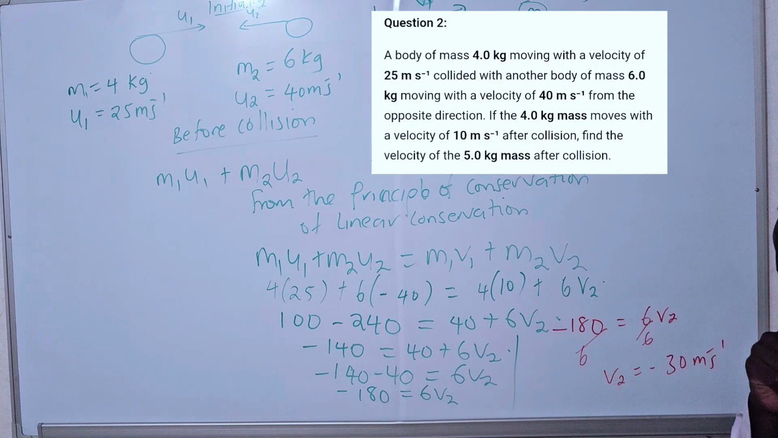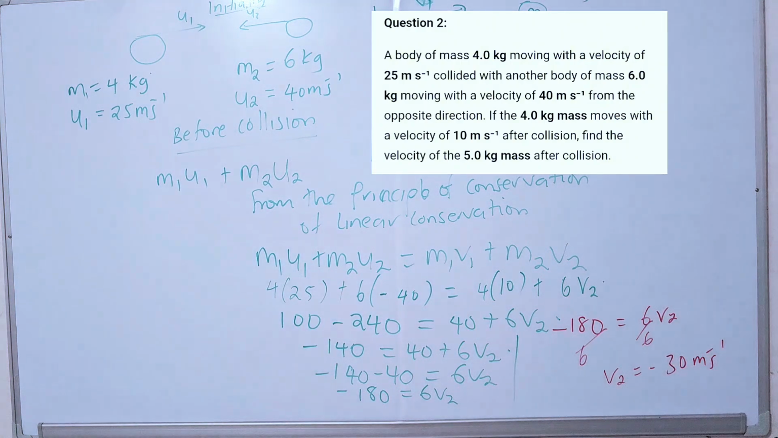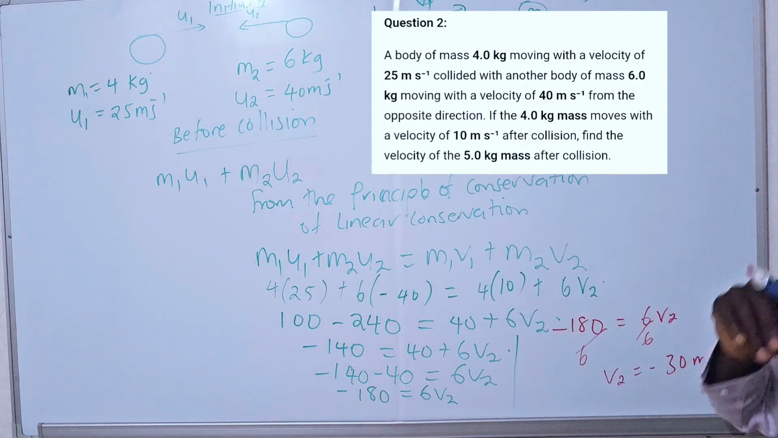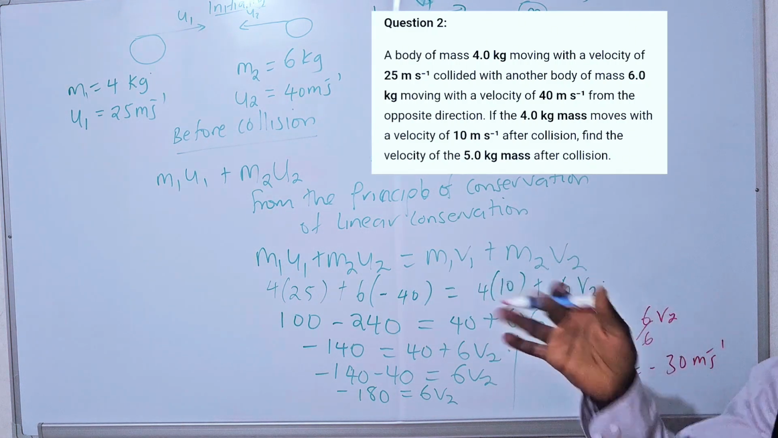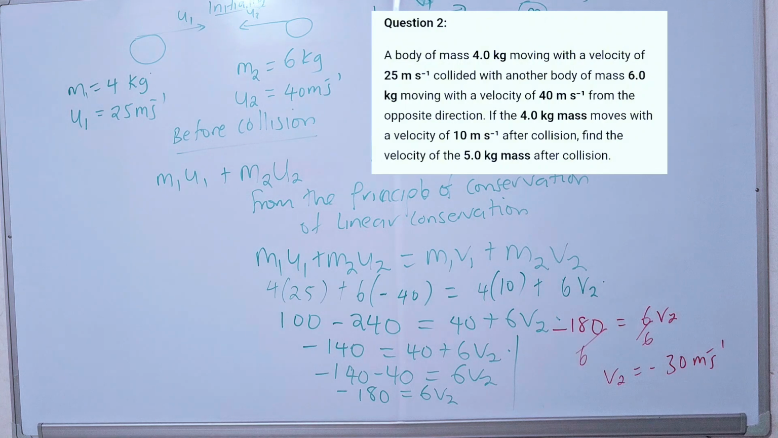So what does the negative tell you? The negative tells you that after collision, it moved in the negative x. So it means when they collided, this one moved in the direction opposite or in the negative x. If you had made V2 a positive, it means it continued moving in the same direction.